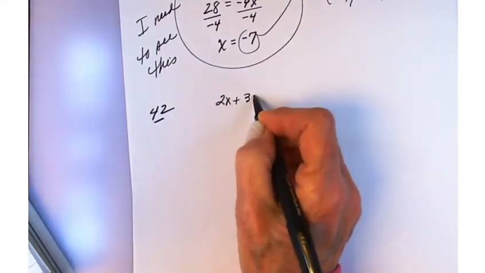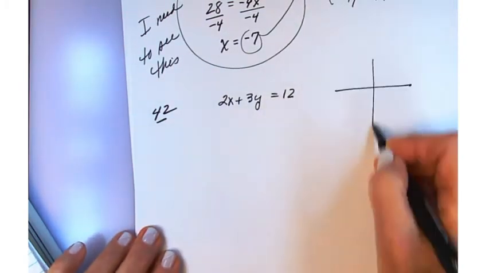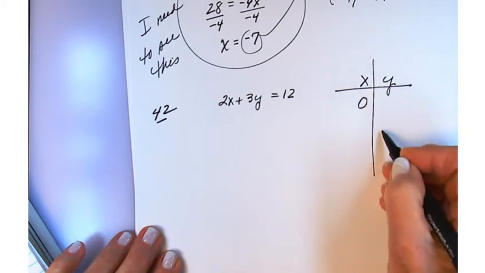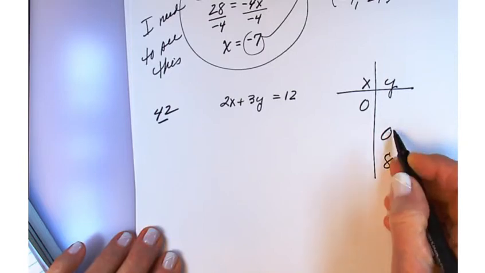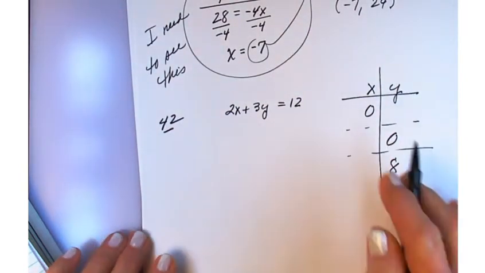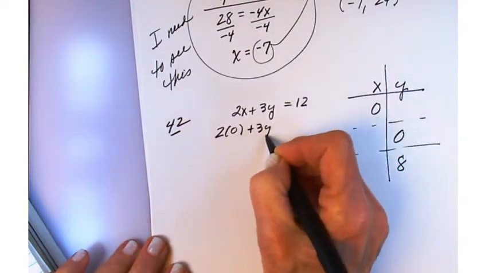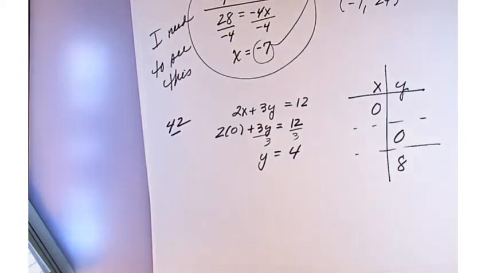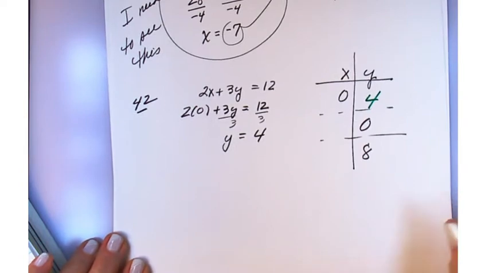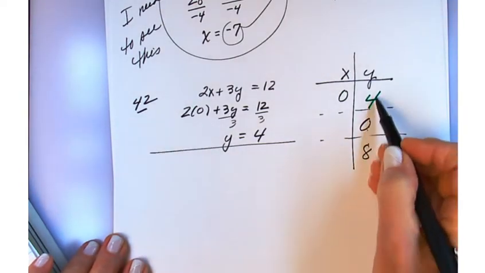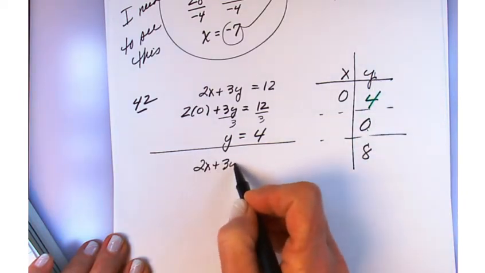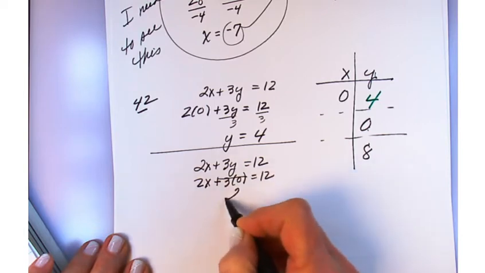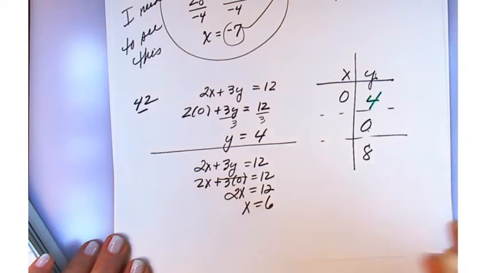42. 2x plus 3y equal to 12. I have a t-chart. On my t-chart, always write your x and y in. We were given a 0 here, a 0 here, and an 8. So we needed to find 3 values. I'm going to let x equal to 0. I'm going to divide by 3, and I get y equal to 4. So 4 is the number that we found. Now, this is under y, so I'll write my formula down. I'm going to substitute in a 0 for the y, and I get 2x is 12, x is 6, and that number goes right here.